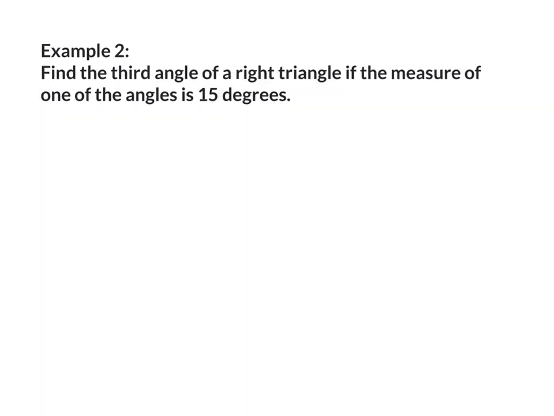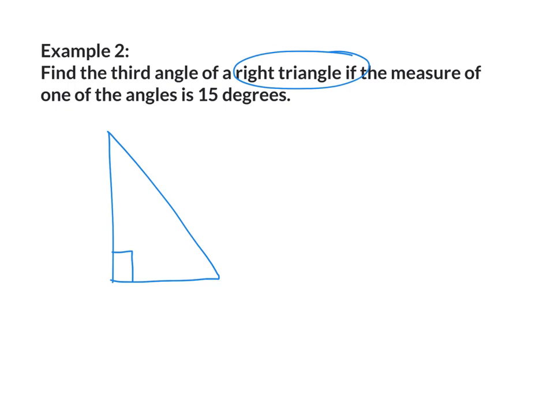Example 2. Find the third angle of a right triangle if the measure of one of the angles is 15 degrees. I'm going to draw a picture of a right triangle to help me. We know that one of the angle measures is 90 degrees because they told us it's a right triangle. This box means 90 degrees. They also told me that one of the angles is 15 degrees. It doesn't matter which one. I'm going to choose this one up here.